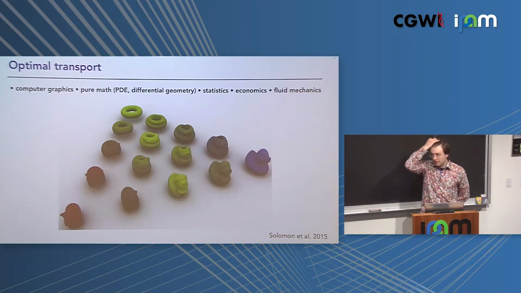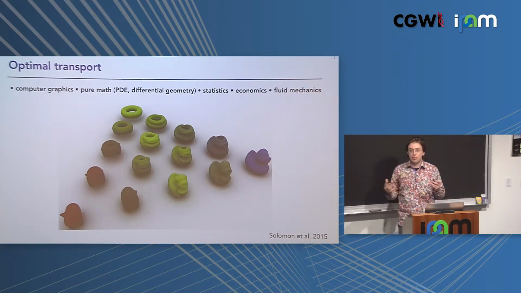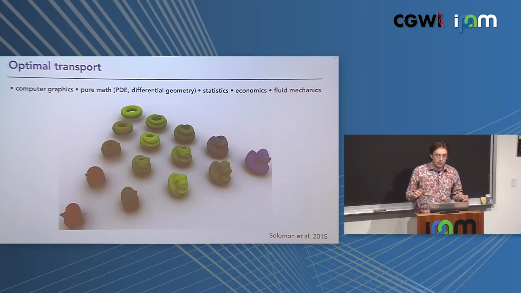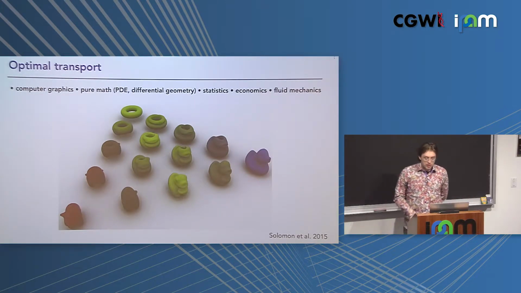In statistics, you can use optimal transport to compare probability distributions. For example, you can use the KL divergence to compare probability distributions. But here we have empirical distributions, so the KL divergence and total variation don't work well with empirical distributions, or for any distributions that have different support. It's used in economics, like I said, to transport goods efficiently. And it's also used in fluid mechanics to analyze flows of incompressible fluids.